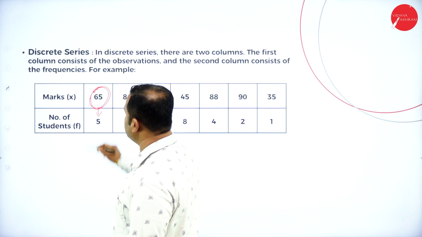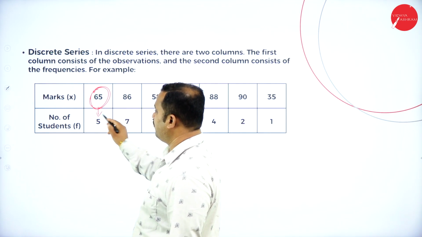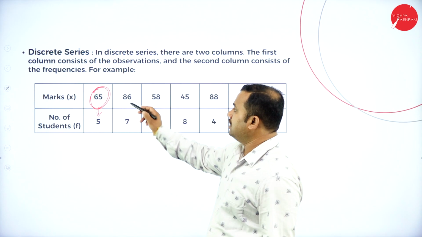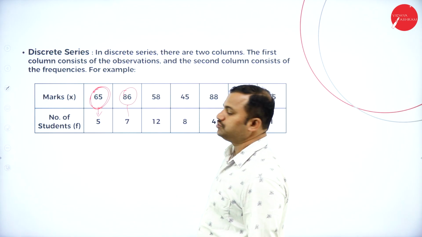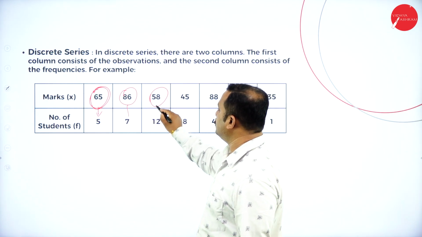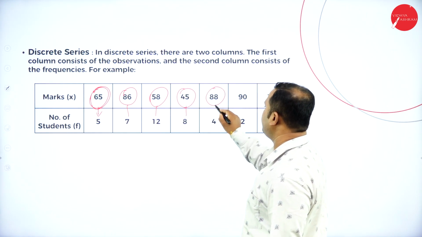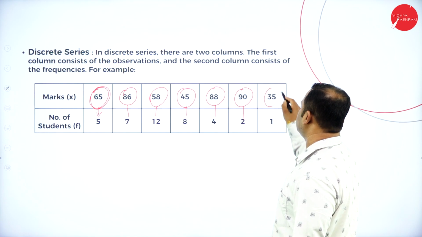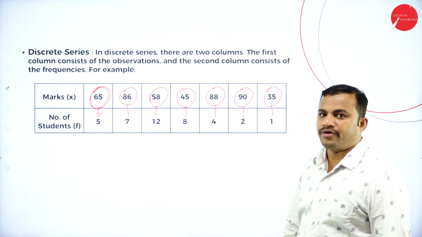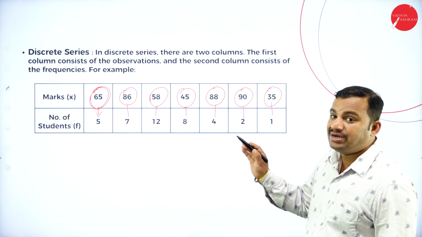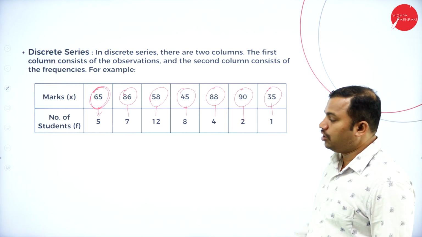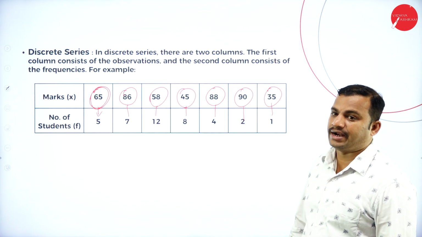The number of students having 65 is 5 students. Then 86, 7 students. 58, 12 students. 45, 8 students, 88, 4 students, 92, 2 students, 35, 1 student. So we will be having it like this. This is called a discrete set of data items, also called a discrete series of data items.